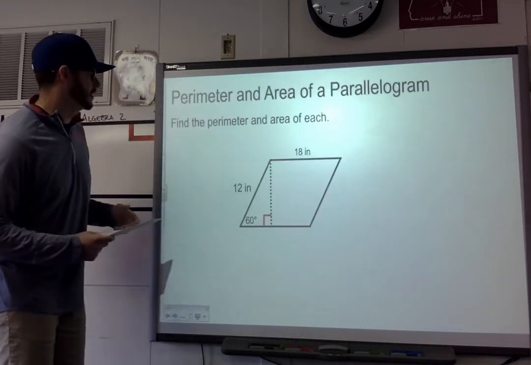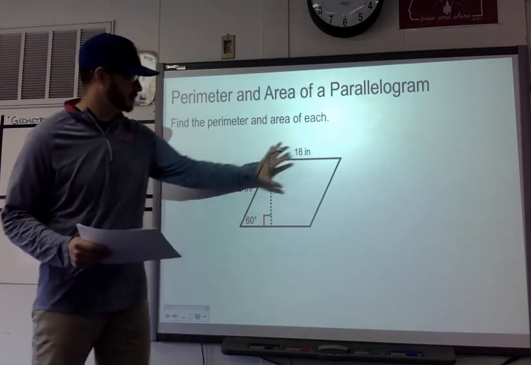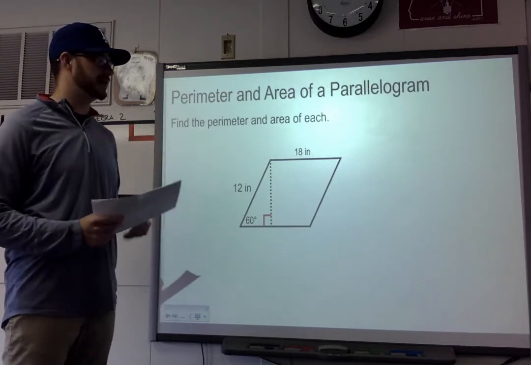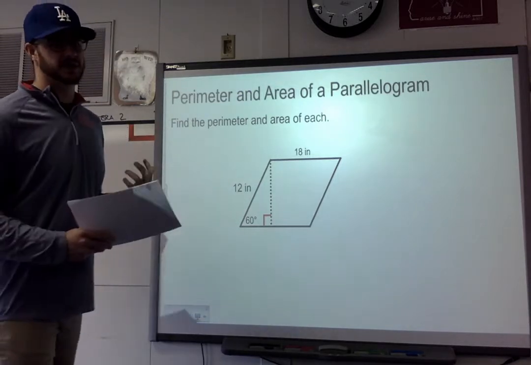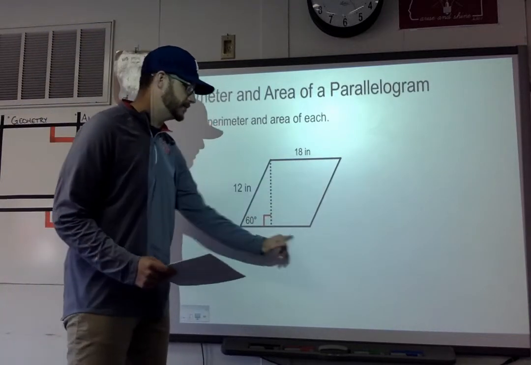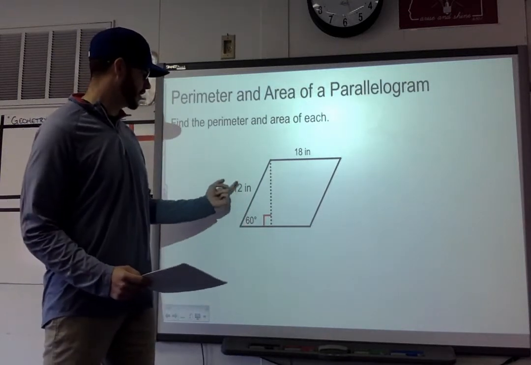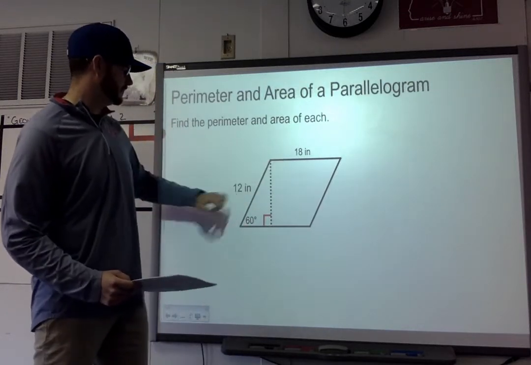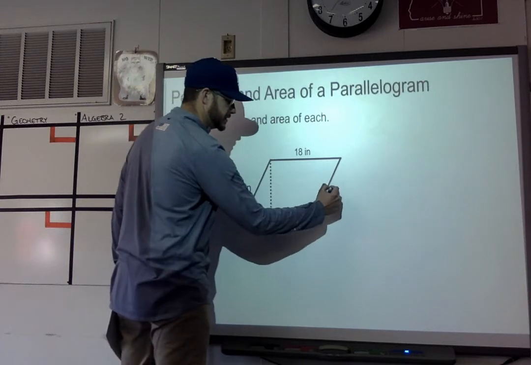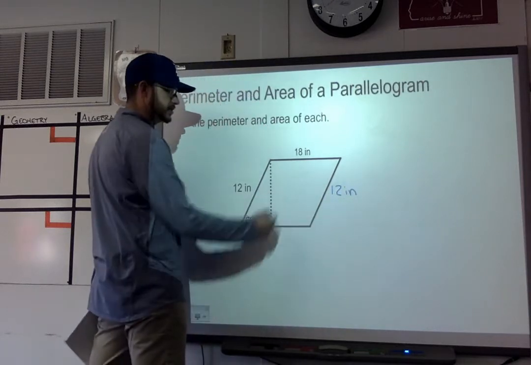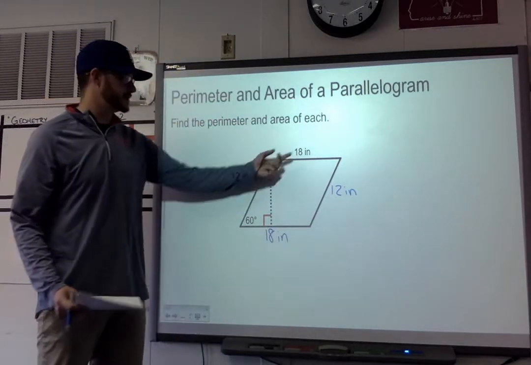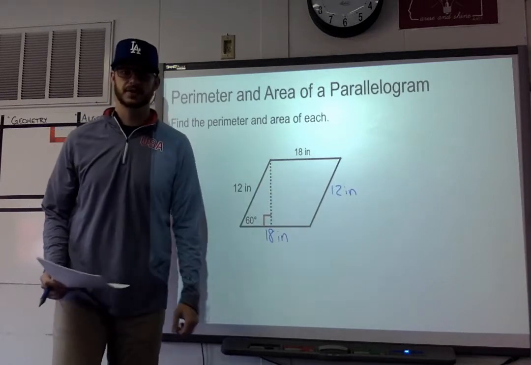So let's go ahead and get started. First, we're going to be given a parallelogram, and we're going to be asked to find the perimeter and the area of each parallelogram. So if you remember, to find the perimeter of a parallelogram, it's just the distance around the outside of that shape. So here we're given the two outer measures. So we know if this side is 12 inches, this side is going to be 12 inches. If this one is 18, we're going to have 18 here. Because with parallelograms, the opposite sides that are parallel are also congruent.